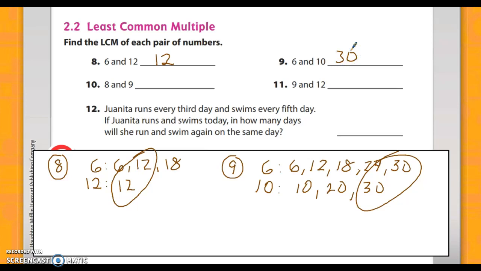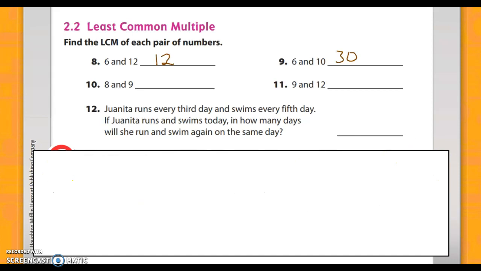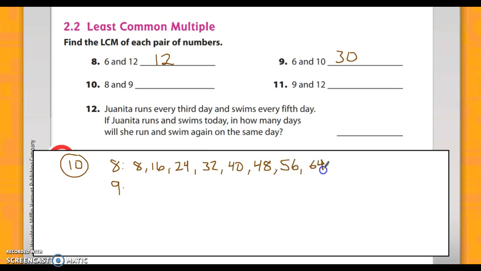All right, the multiples of 8 and 9. And this one takes a while, unless you know your facts really well. Maybe you just know your facts really well and you know the answer. But the multiples of 8 and 9 are 8, 16, 24, 32, 40, 48, 56, 64, 72. Something tells me that's the answer because I know that 8 times 9 is 72.